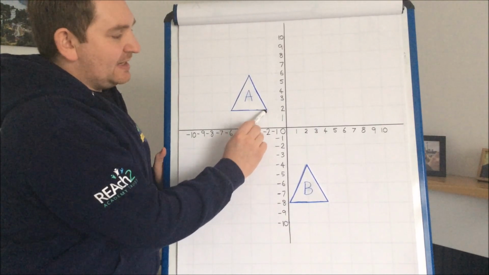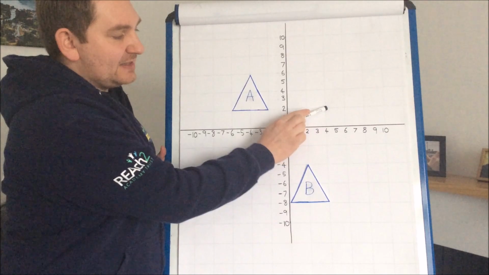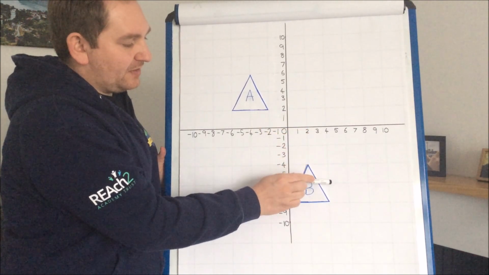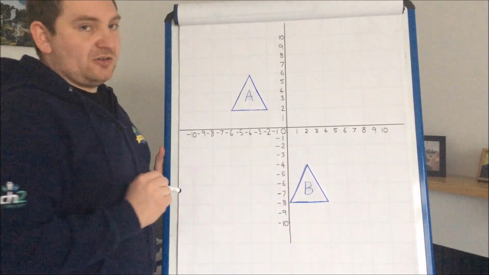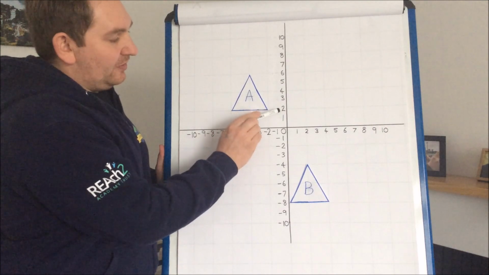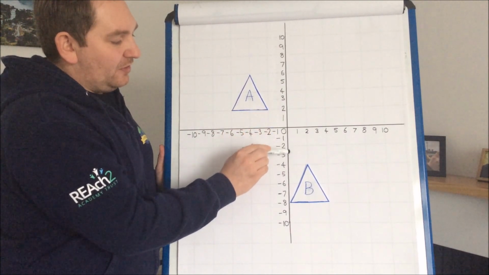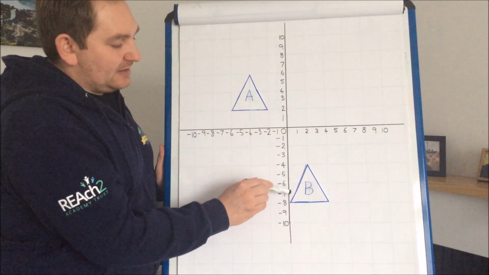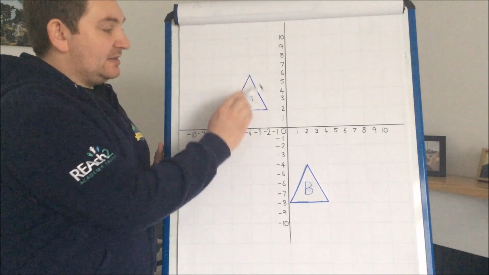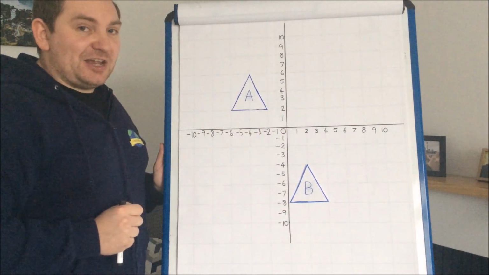6 to the right, 1, 2, 3, 4, 5, 6, 10 down, 1, 2, 3, 4, 5, 6, 7, 8, 9, 10. Correct. 6 to the right, 1, 2, 3, 4, 5, 6, and 10 down. 1, 2, 3, 4, 5, 6, 7, 8, 9, 10. So as you can see, each vertex will translate the same amount when you are translating a shape.